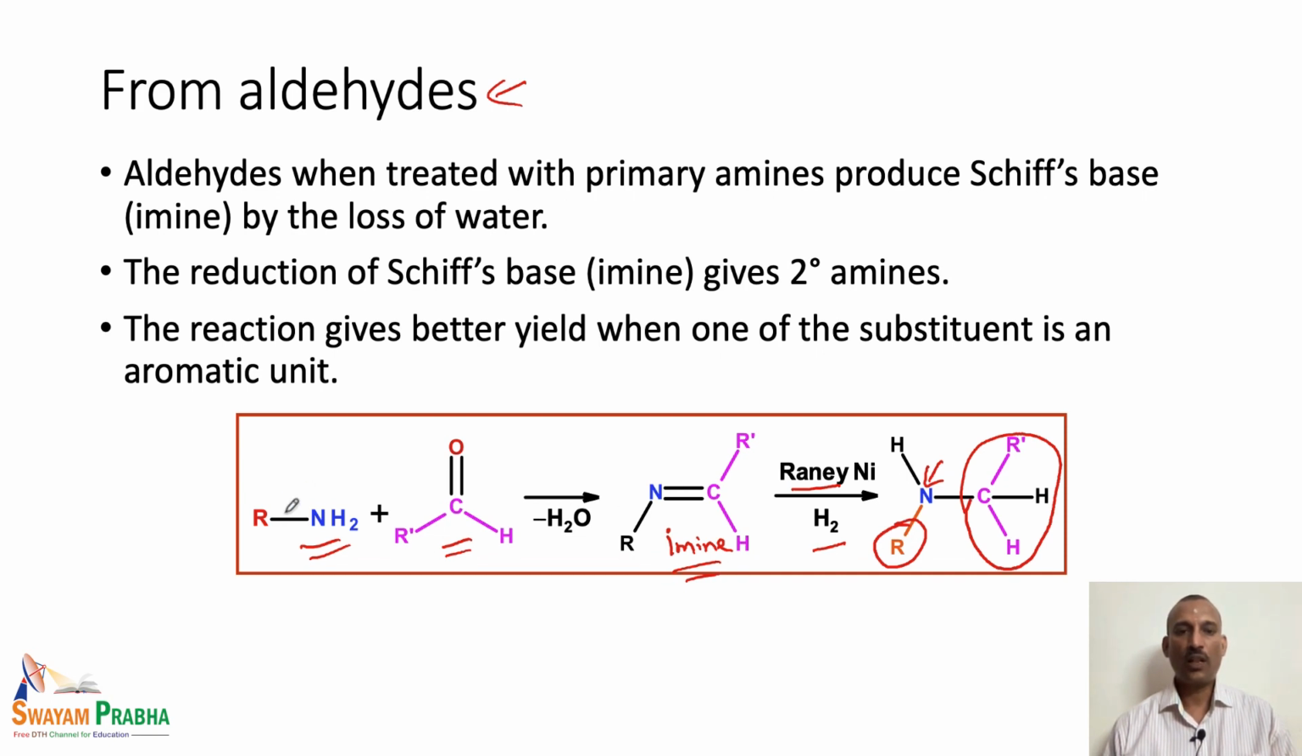Here one of the alkyl units comes from the primary amine and the other alkyl unit comes from the corresponding carbonyl compound. That is how we get the two alkyl units. And if one of the substituents is an aromatic unit, that means if we have the phenyl unit or other aromatic unit present either on the amine or on the aldehyde, then we get a very good yield of the secondary amine.